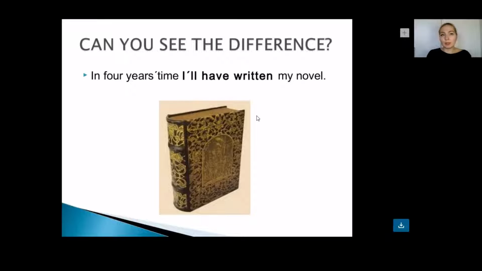So for instance, look at this. Can you see the difference? In 4 years' time, I will have written my novel. And this saying means that basically the action will be completed. I will have written my novel.